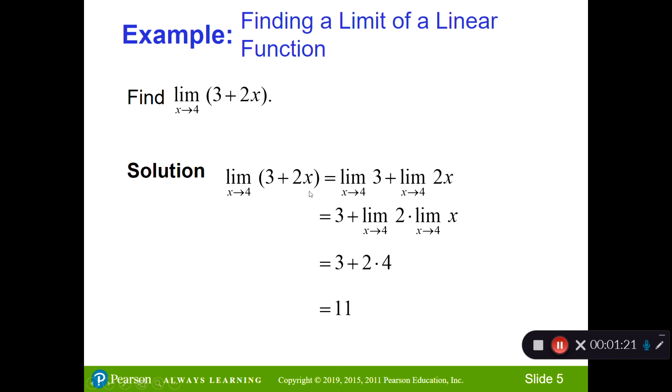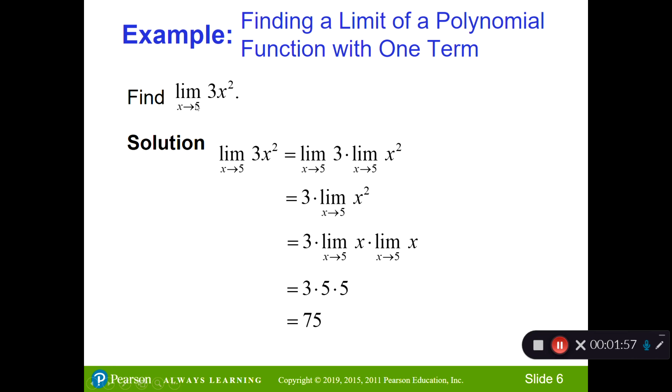So I would break this up into the limit as x approaches 4 of 3 plus the limit as x approaches 4 of 2x. Now, we know that the limit of a constant is that constant, plus this is two things multiplying, so I can make that the limit as x approaches 4 of 2 times the limit as x approaches 4 of x. The limit of a constant is that constant. The limit of x is that number. So multiply 2 times 4, we get 8, plus 3 is 11. Notice this is equivalent to just plugging 4 in as the x in the expression. 2 times 4 is 8, plus 3 is 11.